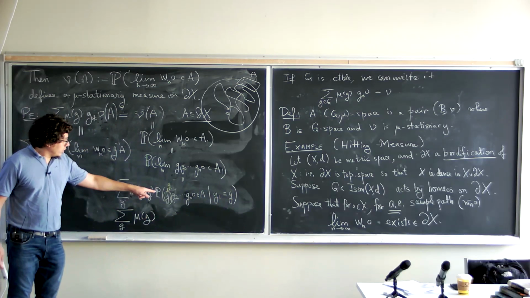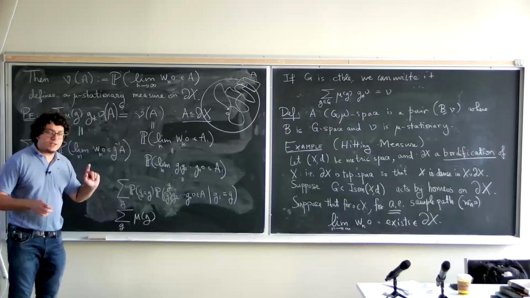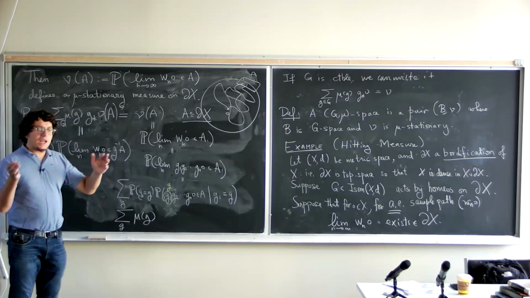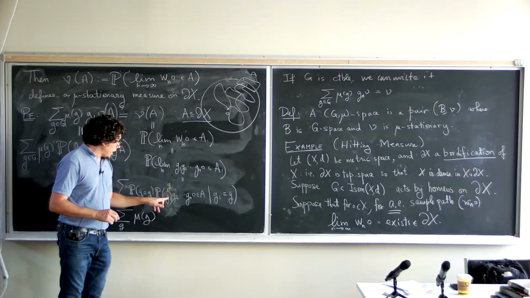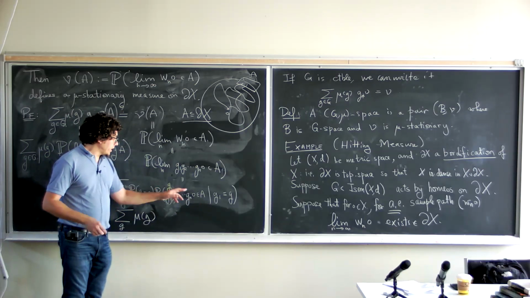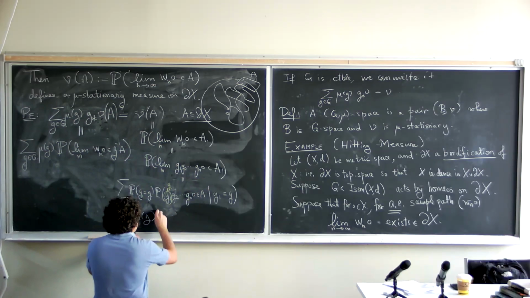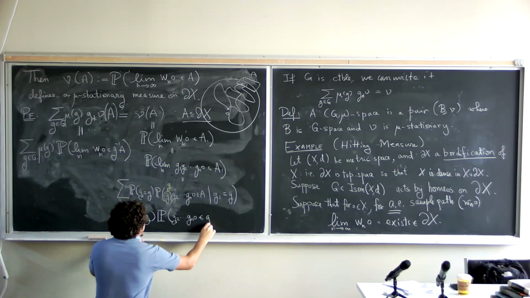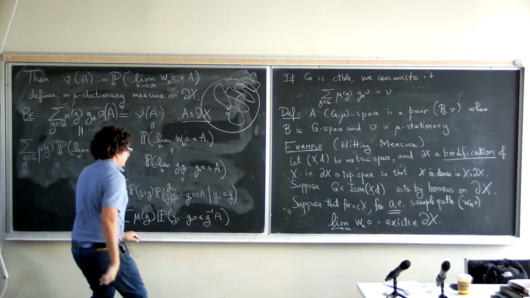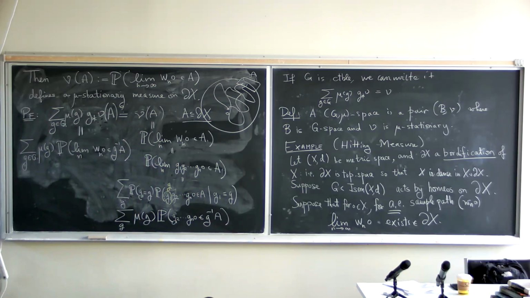But now, since there's this G action, if G1, G2, ..., Gn is in A, we can act by G inverse on both sides. So this is the same as the probability of G2, ..., Gn to be in G inverse of A. Now you're basically just conditioning on the first step of the walk, and then you apply this G equivariance.